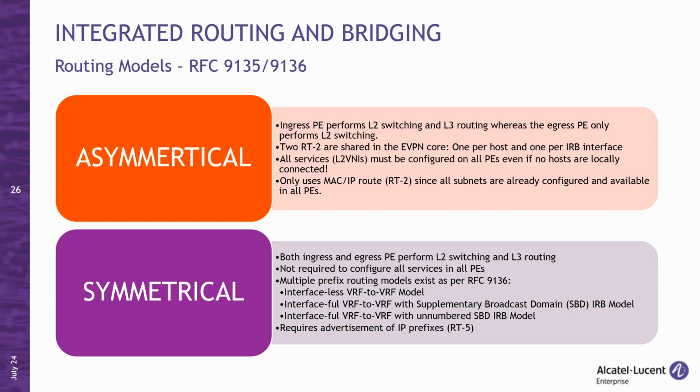There are multiple prefix routing models for symmetrical routing, as mentioned in RFC 9136. The first one is the interface-less VRF-to-VRF model. The second one is interface-full VRF-to-VRF using a supplementary broadcast domain IRB model. And the third one is interface-full VRF-to-VRF with unnumbered supplementary broadcast domain IRB model. So the ALE implementation in the initial release will support asymmetrical IRB.